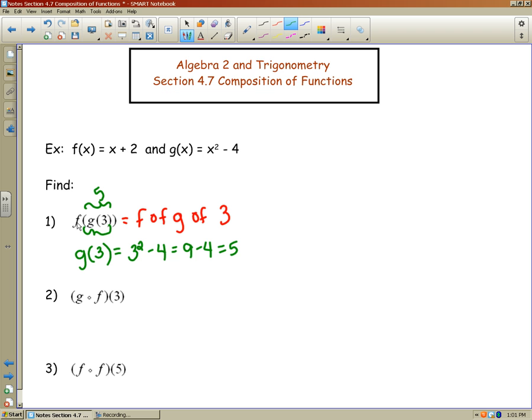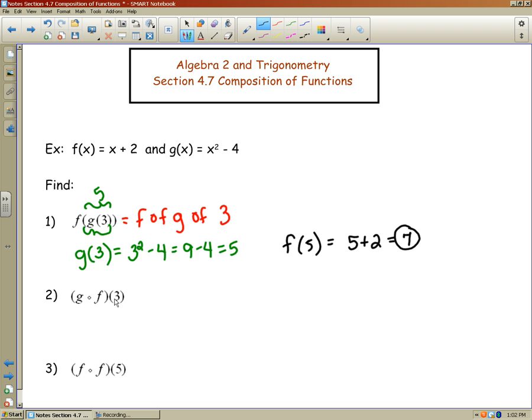So now we're going to find F of 5. Plug 5 into the function F. 5 plus 2 is 7. So 7 is your answer. So you just have to remember what this is, composition of functions. Then you have to remember that you do this first. Find the answer of G of 3, take that answer, which was 5, plug it into the function F, and get your final answer, which is 7.